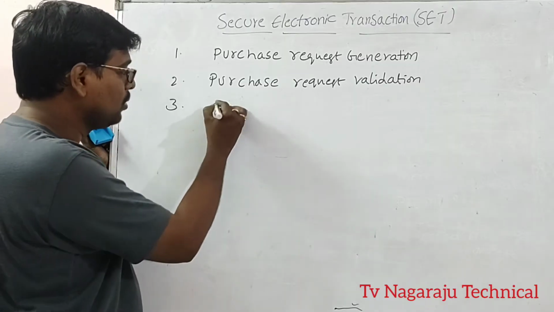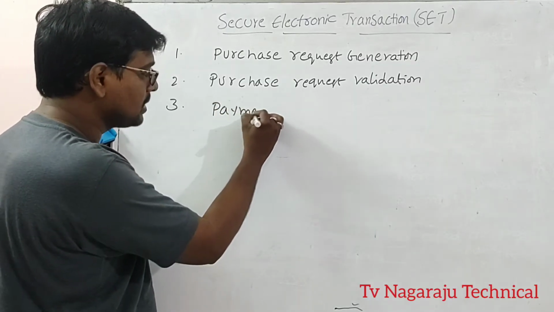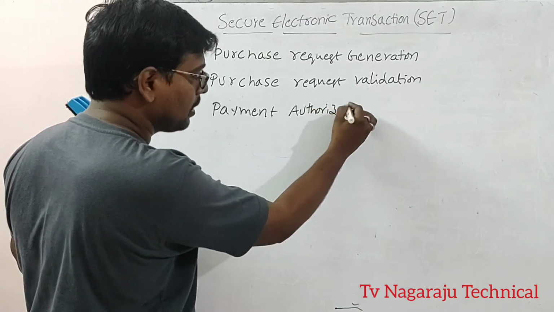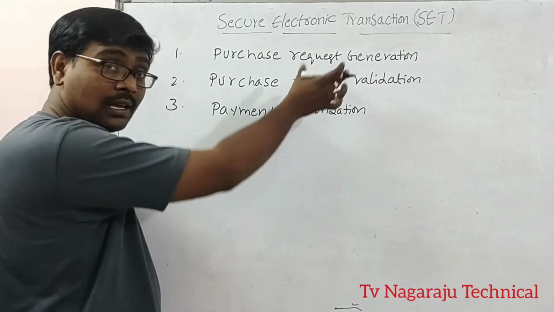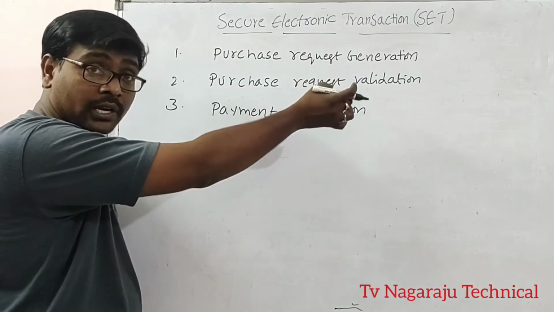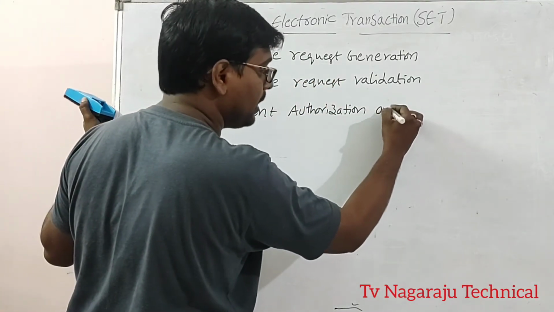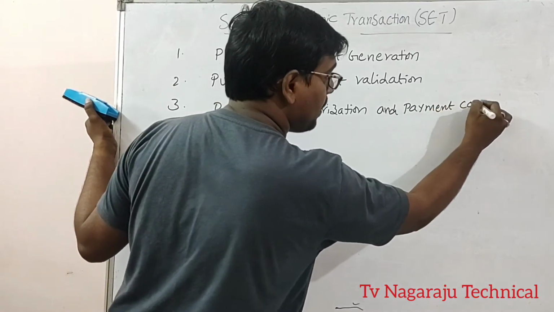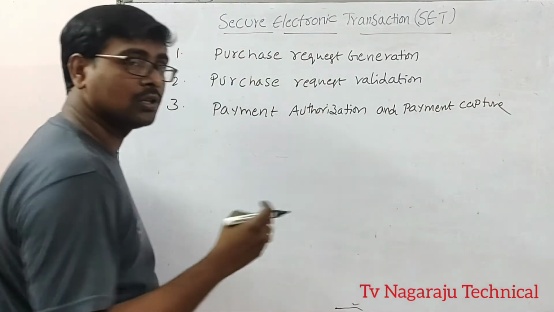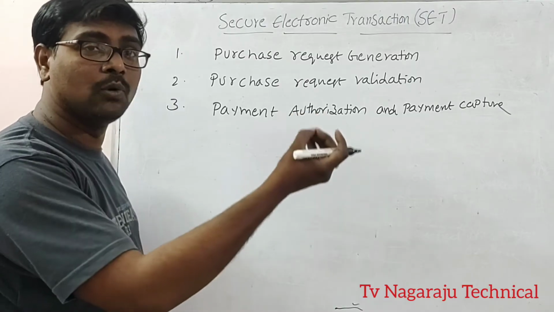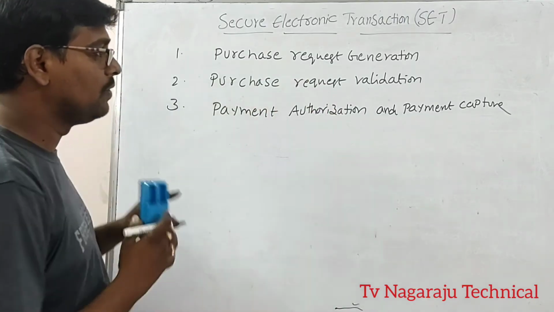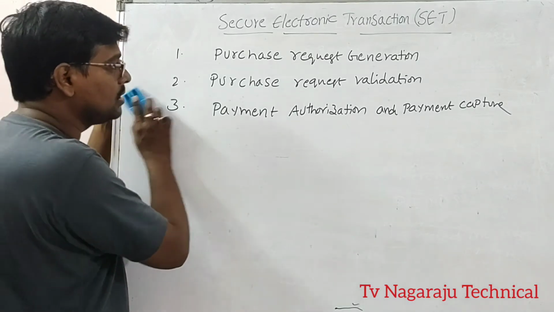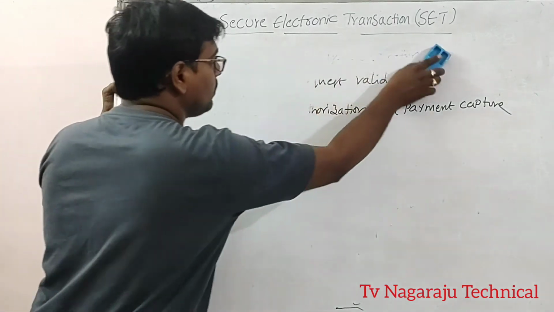Finally, what does the bank do? The bank has payment authorization. That is, the original merchant receives the payment, and payment capture. Payment capture means the process of giving the amount to the merchant. Anyway, we will discuss all these three right now.